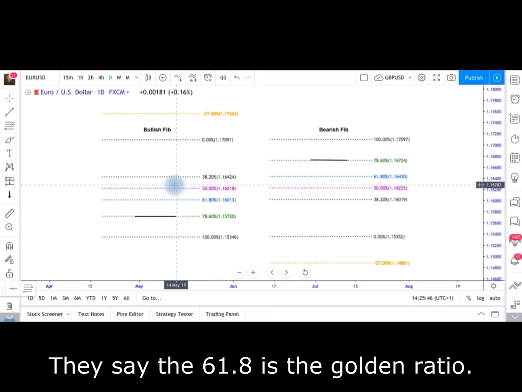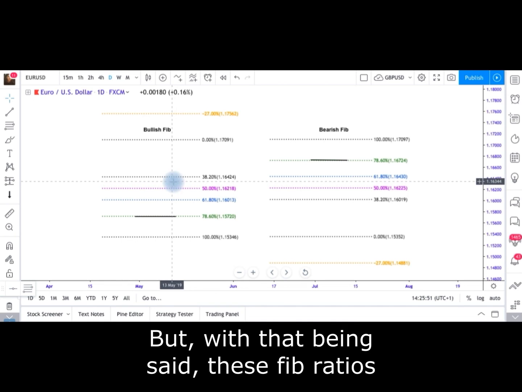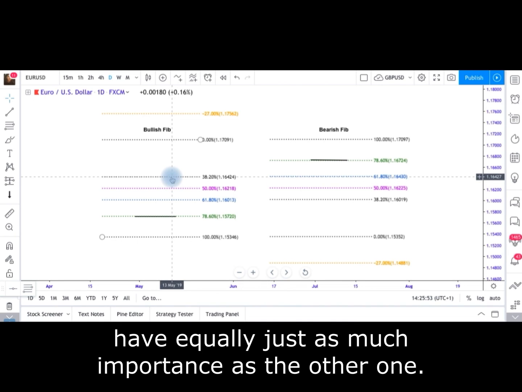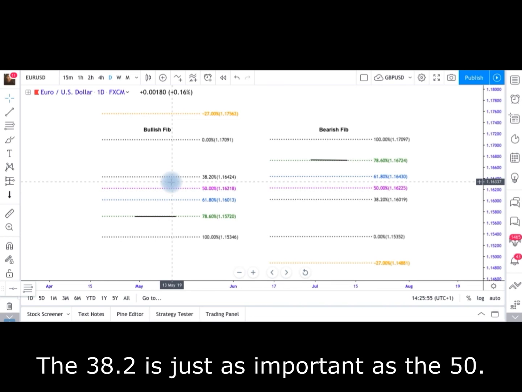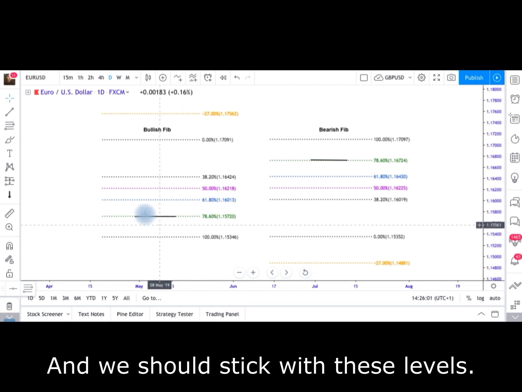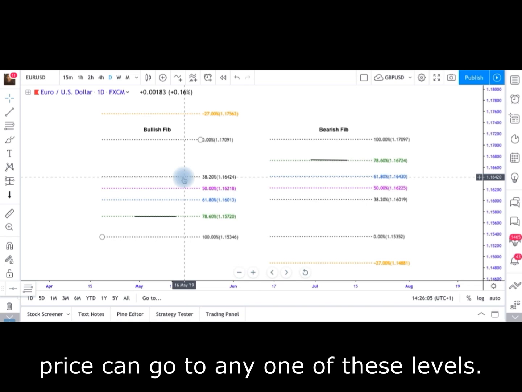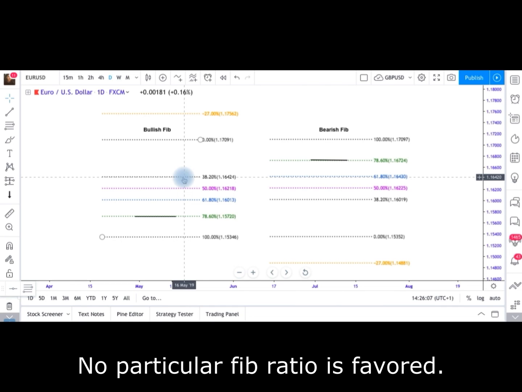They say the 61.8 is the golden ratio, and that is true. But with that being said, these Fib ratios have just as much importance as the other one. The 38.2 is just as important as the 50. The 61.8 is just as important as the 78.6. We should stick with these levels, and like I said, depending on other confluences, price can go to any one of these levels. No particular Fib ratio is favored.